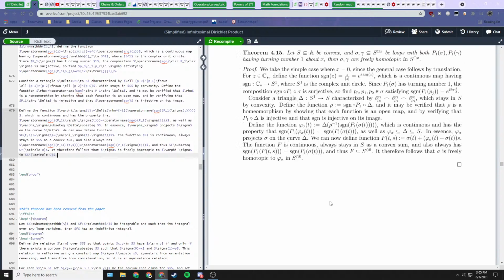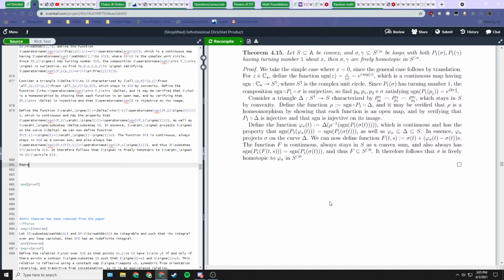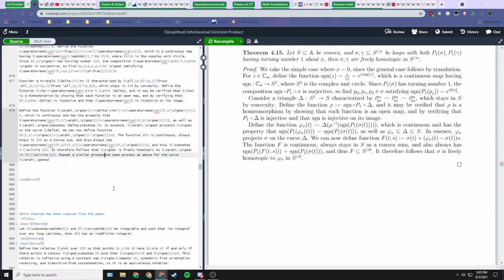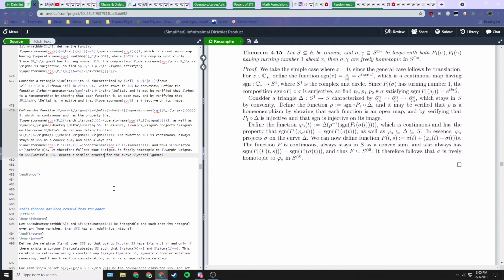So the conclusion to this is we'll repeat the same process. So we've done this process with the curve sigma, but we can actually repeat this. We just want to repeat this part. So we'll repeat a similar process for the curve gamma.